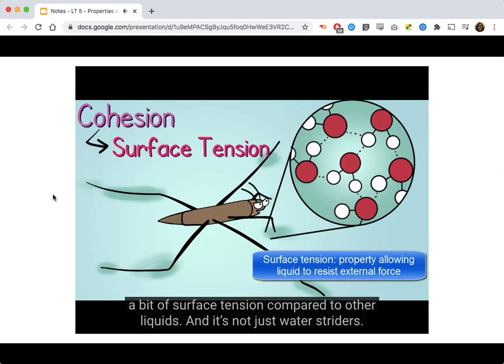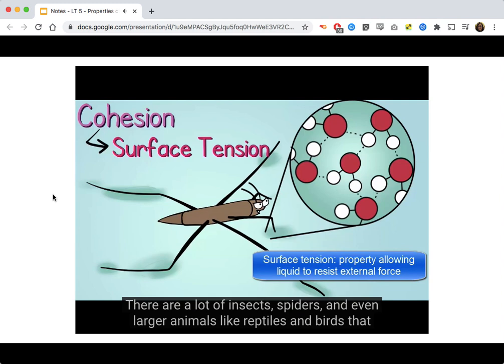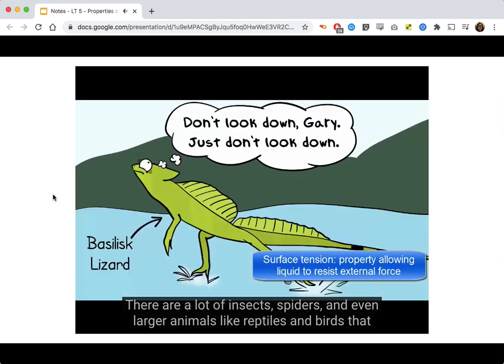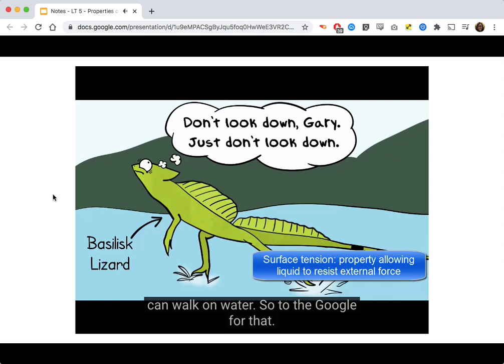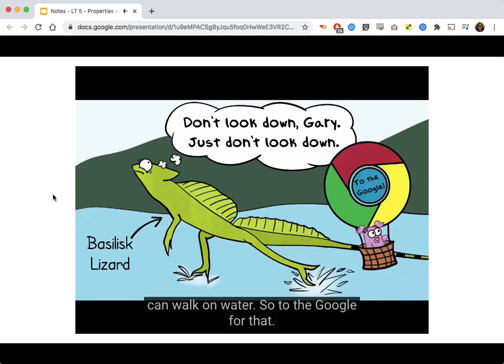And it's not just water striders that can walk on water. There are a lot of insects, spiders, and even larger animals like reptiles and some birds that have the ability to walk on water. So, go to Google for that.